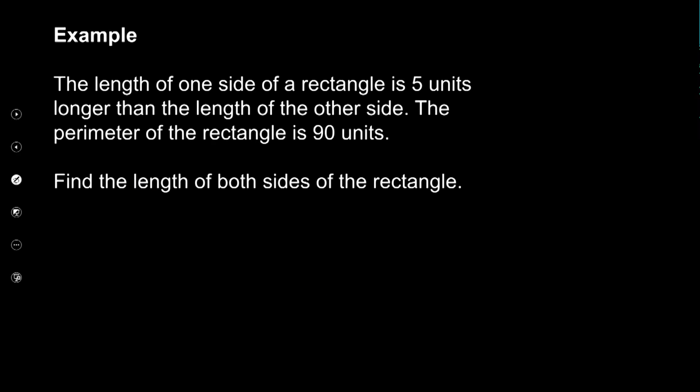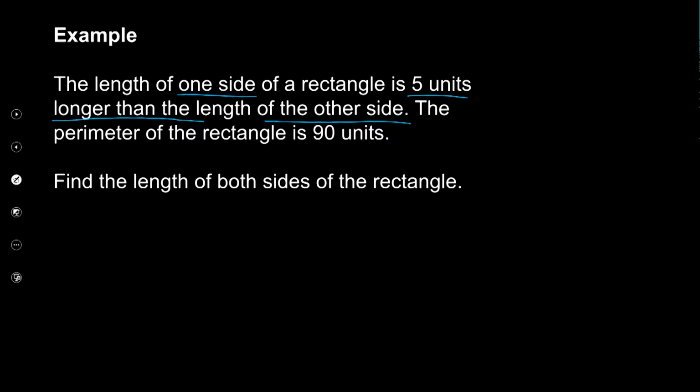Let's look at a typical example now. This one says the length of one side of a rectangle is 5 units longer than the length of the other side. Immediately I know that if one side is 10 units, the other side will be 15 units, right? If one side is 100 units, the other side will be 105 units, because there's a difference of 5 between them.